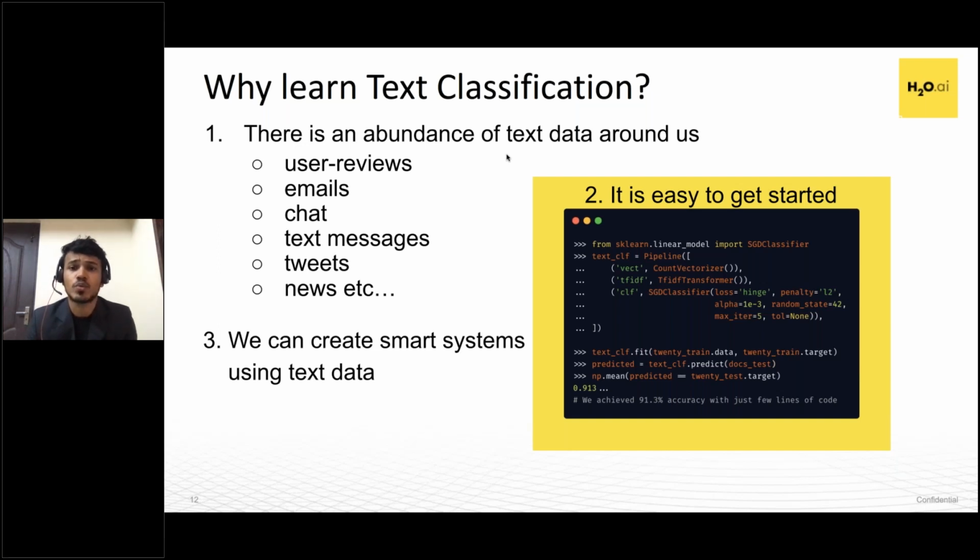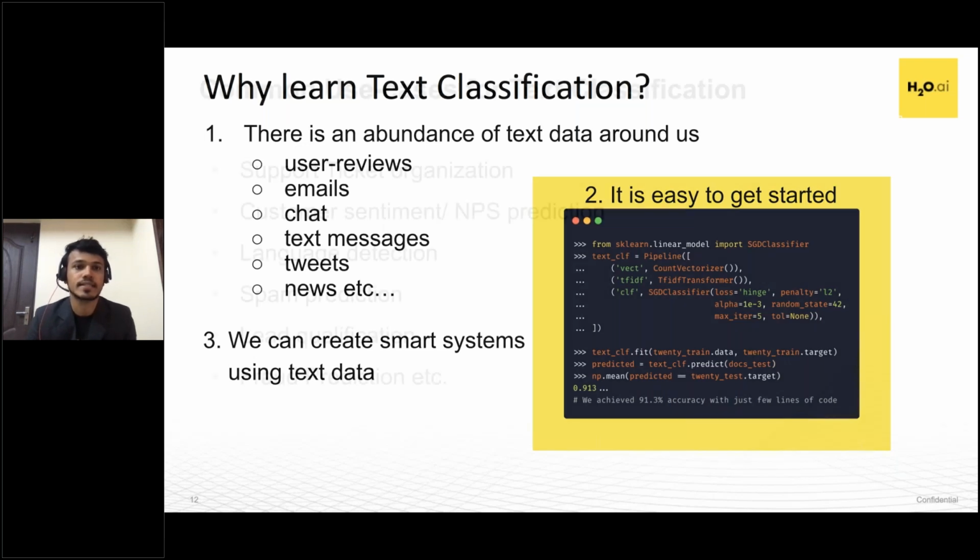And it's quite easy to build a model using this text data. It's not really so hard to have a very good baseline. So this is a very simple example from scikit-learn, right? With a few lines of code, we are able to achieve around 91% accuracy, right? And the third, obviously, is that a lot of the time we communicate in natural language, which is text, right? If you can understand and process these texts, we'll be able to create a lot of smart systems using this text data. And that's why we want to look at text classification.